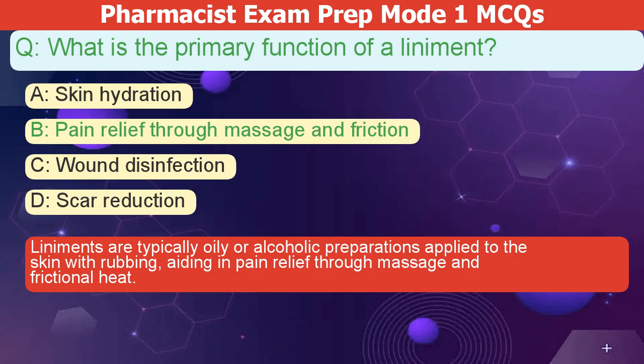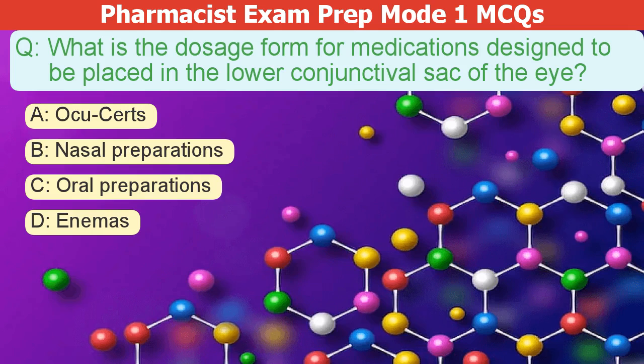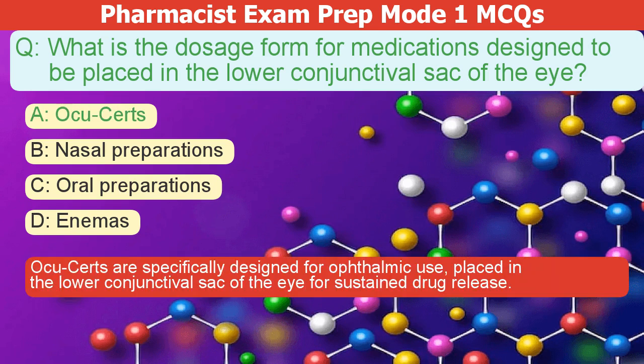What is the dosage form for medications designed to be placed in the lower conjunctival sac of the eye? A. Ocuserts. B. Nasal preparations. C. Oral preparations. D. Enemas. The correct answer is A. Ocuserts are specifically designed for ophthalmic use, placed in the lower conjunctival sac of the eye for sustained drug release.